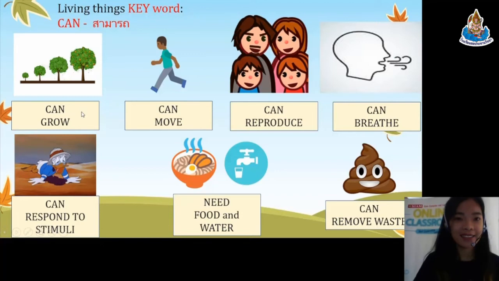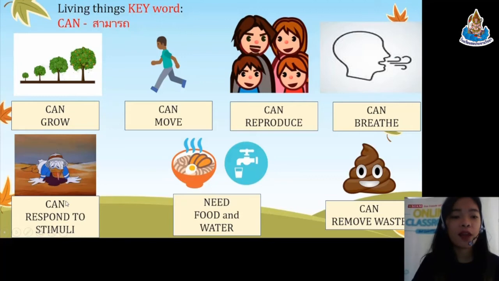Living things can grow. Next one. Living things can move. Living things can reproduce. Living things can breathe.